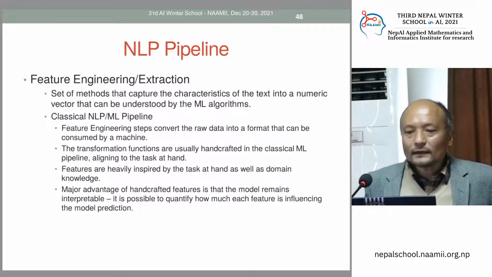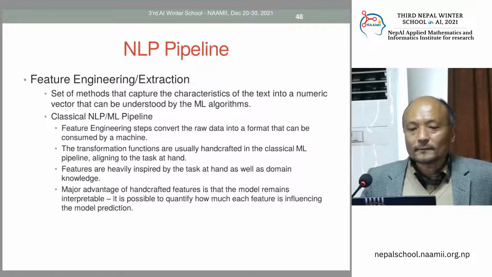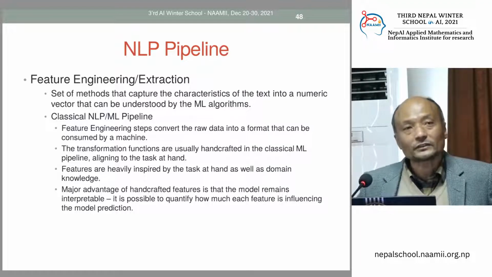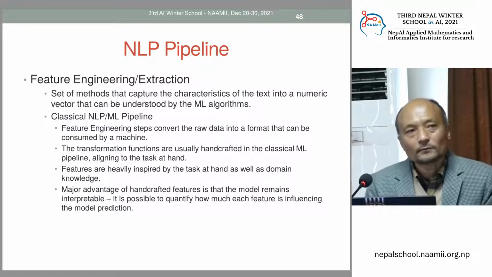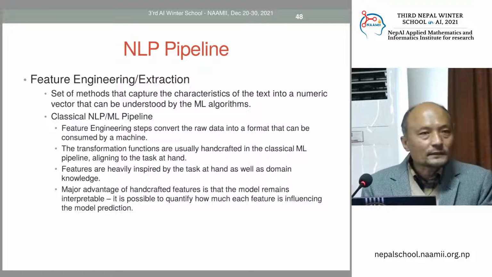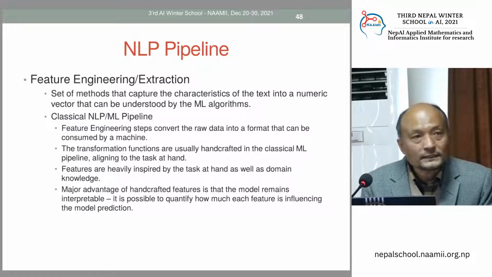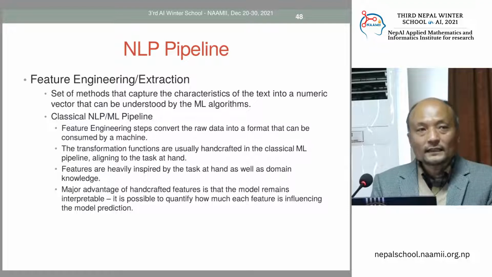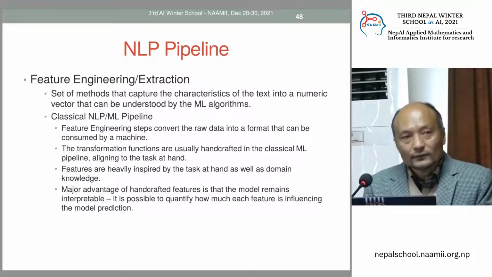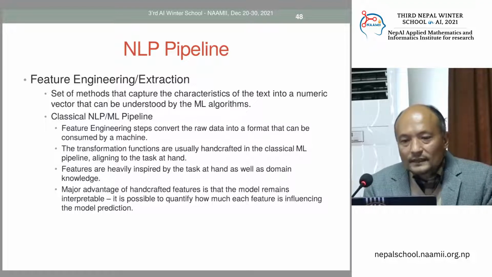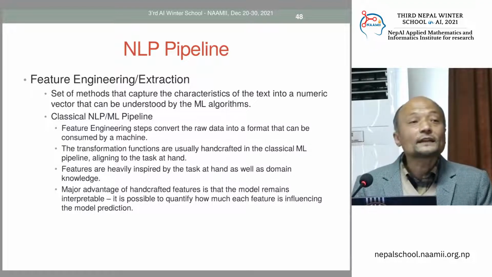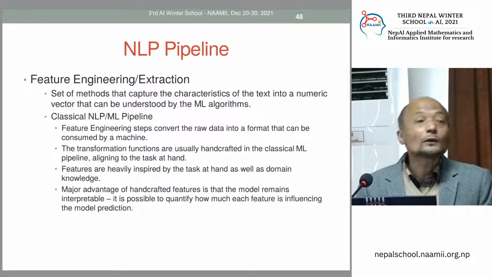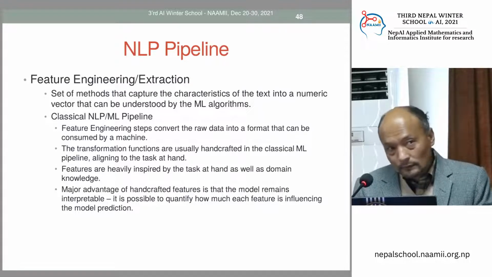So the next step in the NLP pipeline is the feature engineering or extraction part, right? As I mentioned earlier, in text processing, potentially every word is an attribute or a feature. Feature engineering is a set of methods that capture the characteristics of the text into a numeric vector that can be understood by the ML algorithms.